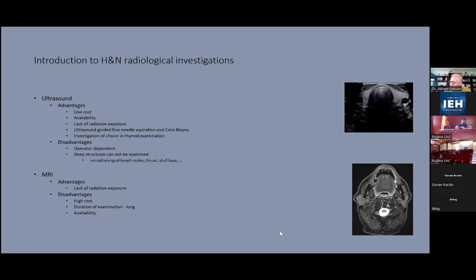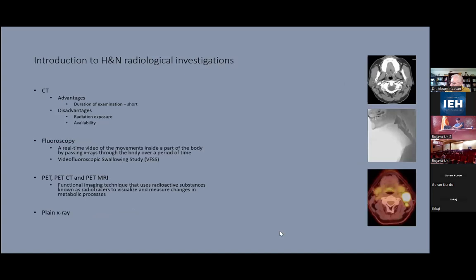Then we have also MRI. In MRI, you have a lack of radiation exposure, and that's a good advantage of it. The disadvantages are that MRI is highly costly, the duration of the examination is long, and it is not available in every region.